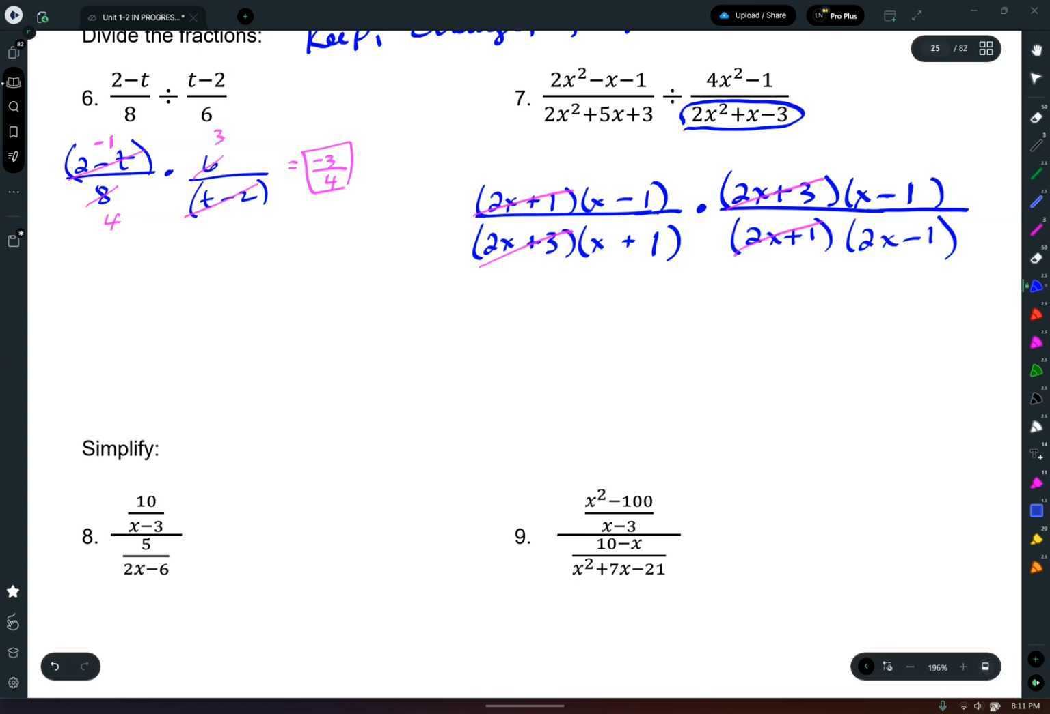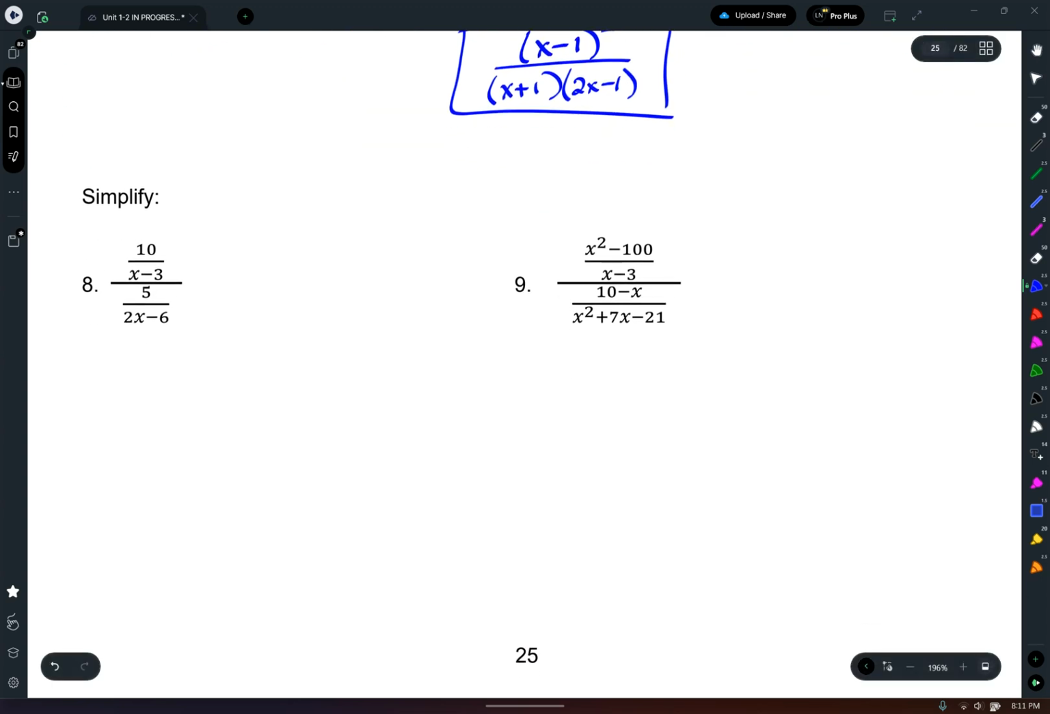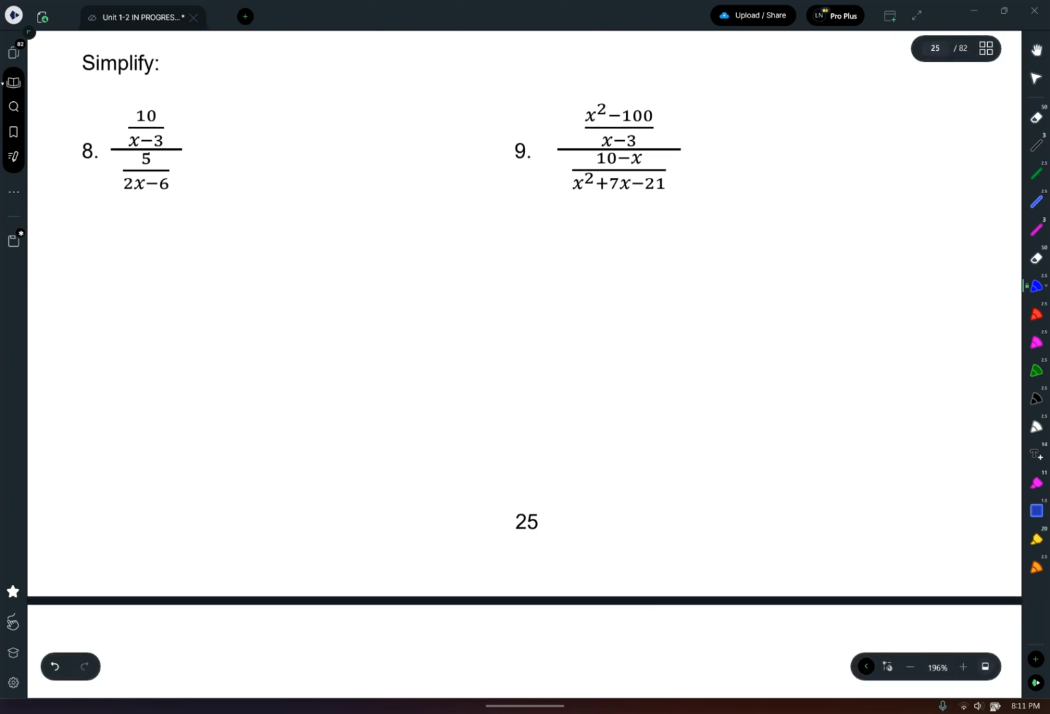So on top, I still have 2 parentheses. I have x minus 1, and actually another x minus 1. So if I want, I could say squared. You don't have to. You could write both parentheses. And in the bottom, I have x plus 1 and 2x minus 1. So in this case, I did have some things canceled, but I still had a lot left over, and that's fine. Okay?